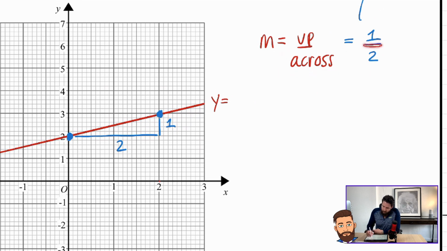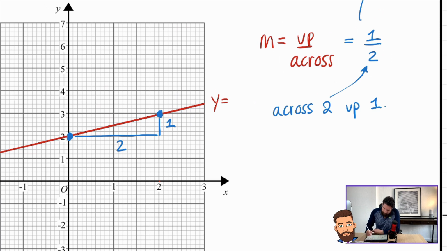And what do we know the top means? Up. So the numerator means up, the denominator means across. So if I had to describe this gradient of a half, I could say that this means 2 things. It could mean across 2 and up 1. So that means every time you go across 2, you go up 1.